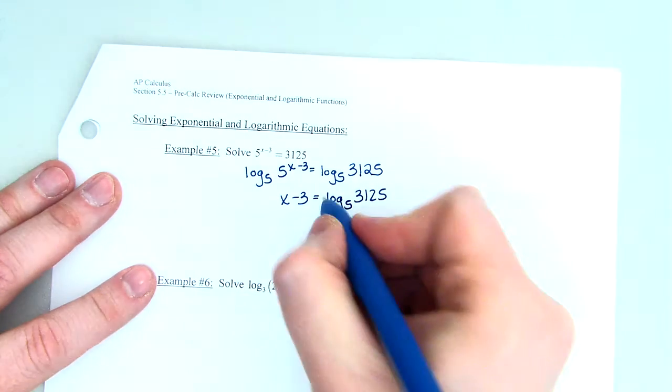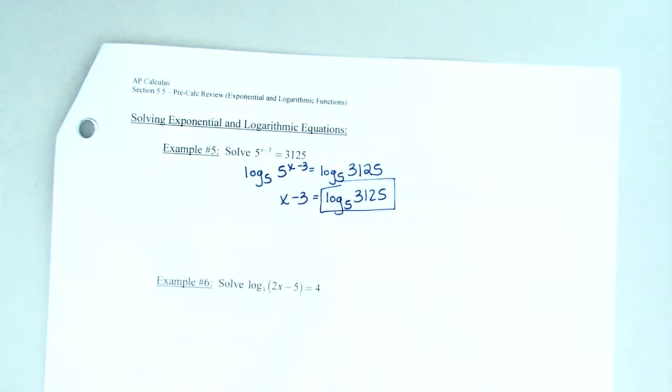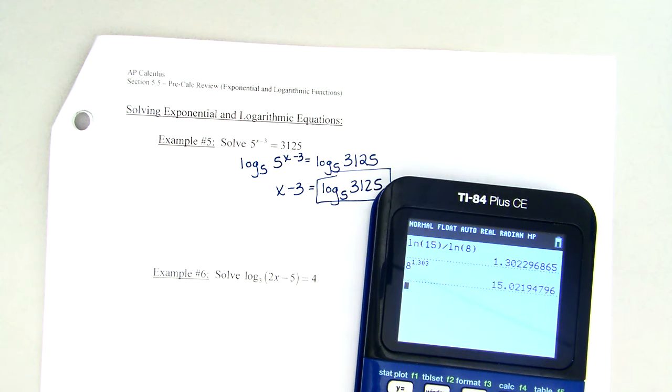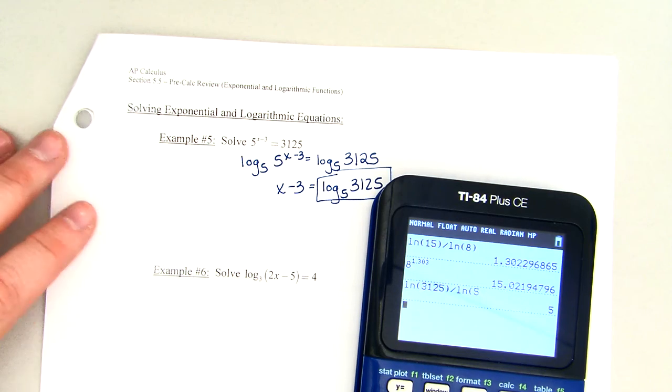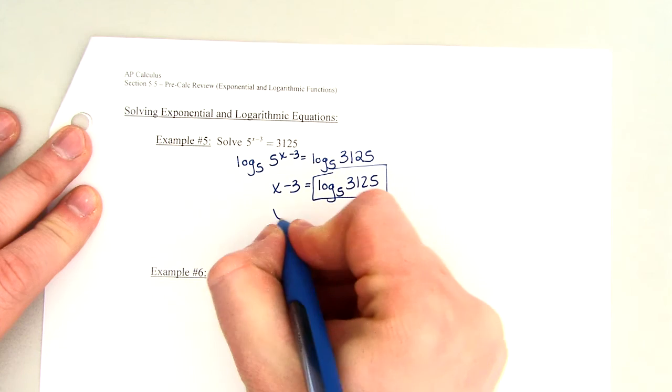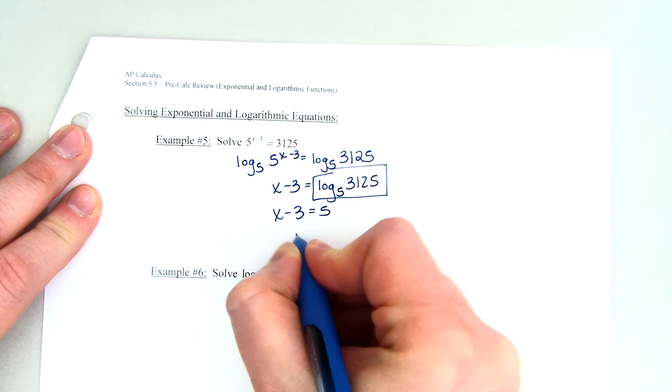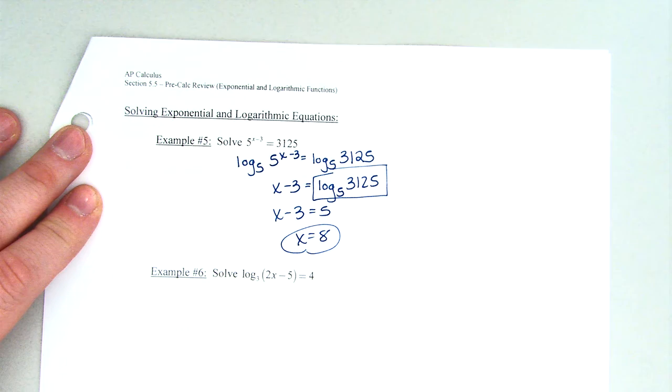Take a moment. Go to your calculator. Use your change of base formula. Tell me what log base 5 of 3,125 is. Natural log of 3,125 divided by the natural log of 5. Oh, actually, it's really nice. I'm just getting 5 there. x minus 3 equals 5, so x equals 8.